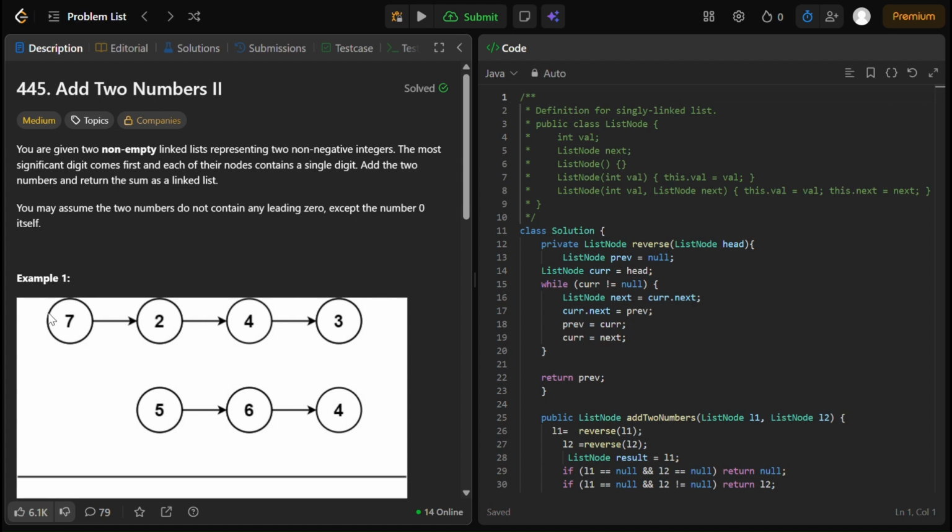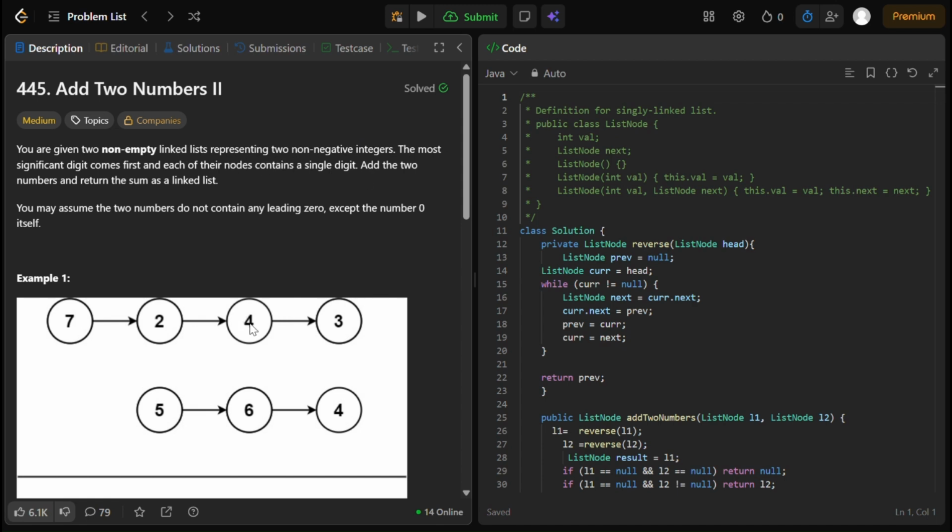That means they have given a number in most significant digit order. This is the least significant digit, the ones place, then tens, hundreds, and thousands. This is the high significant digit, that is, the thousands place. That is their point. And they said that each node contains a single digit.